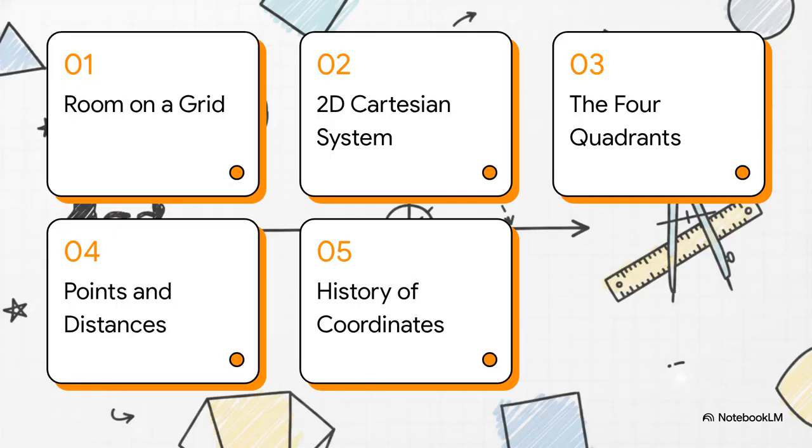Here is our roadmap for the explainer today. 1. The room on a grid. 2. The 2D Cartesian system. 3. Understanding the 4 quadrants. 4. Plotting points and distances. And 5. History of coordinate geometry. Let's jump right in.